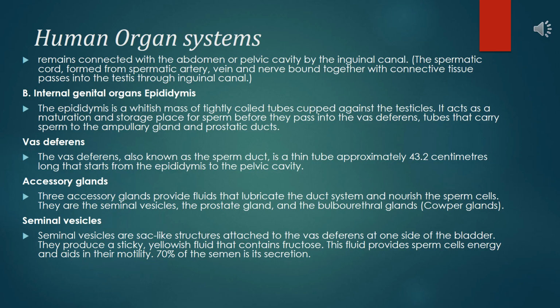The spermatic cord, formed from spermatic artery, vein and nerve bound together with connective tissue, passes into the testis through the inguinal canal. B. Internal genital organs.